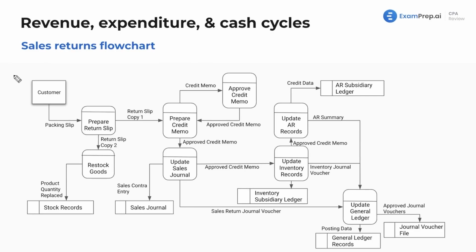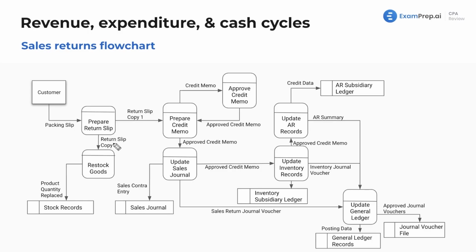And well, unfortunately, not every single transaction can go through. Some of them get returned. We are going to go through this sales returns flowchart. Now, the customer, unfortunately, is going to say, hey, thanks for the product, but I want to return it to you. They are going to send a packing slip with the product back to you, right, to your audit client, and you're going to prepare a return slip.